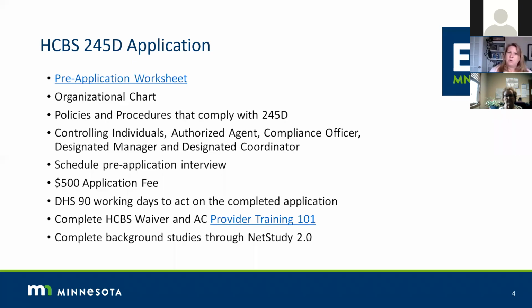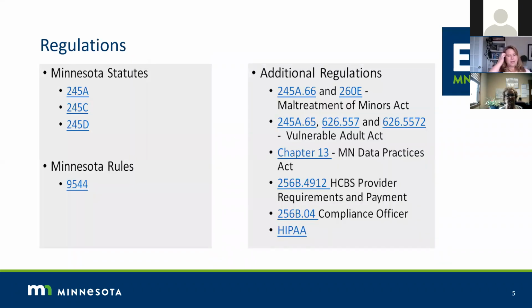So that's a high-level overview of the application process, what it looks like, what's required of you, the timeline and the cost. Some little bits of 245D is that if you're holding a 245D license, you need to be really well versed in what 245D says and know how to operate services within the requirements there. But then you also want to know other regulations, and we put a link of a number of different regulations that you also want to be very aware of.